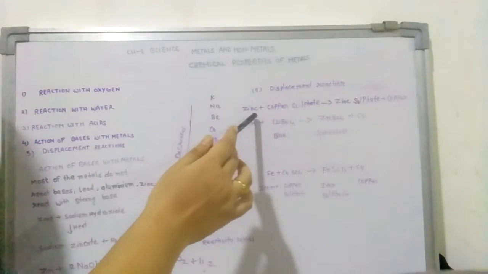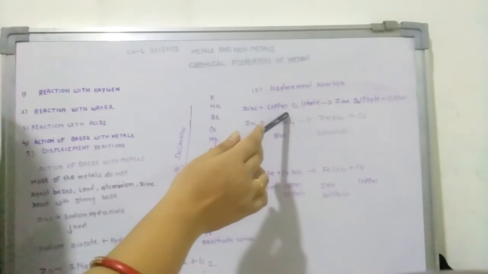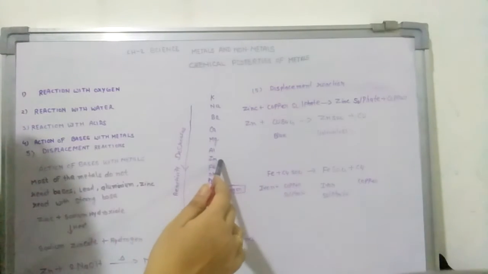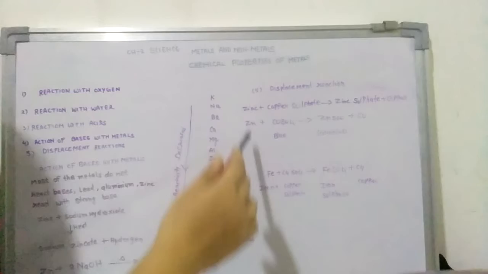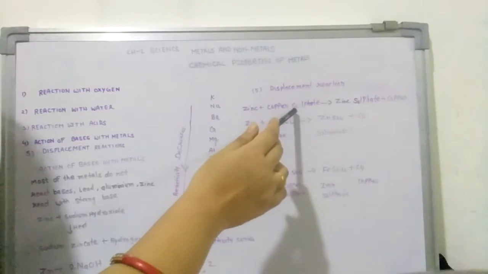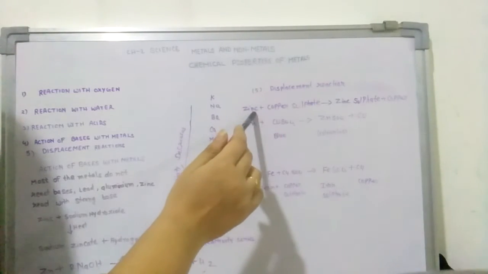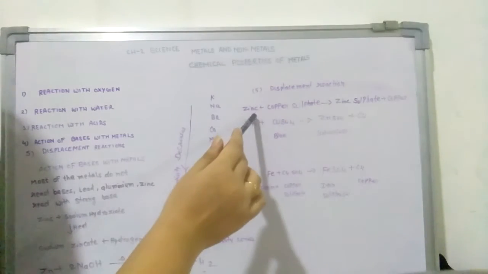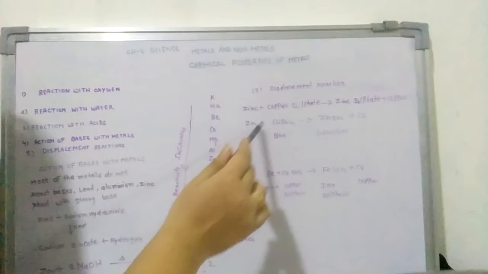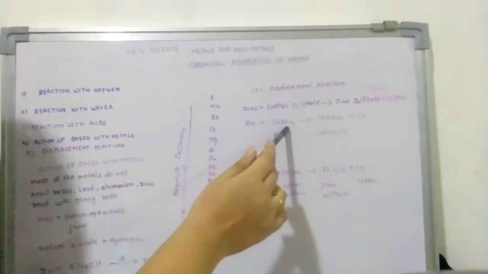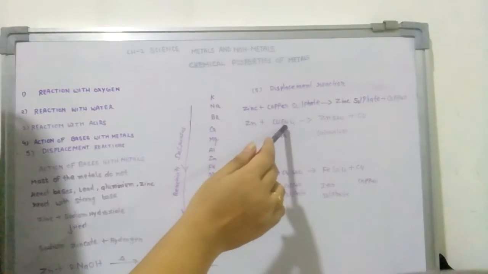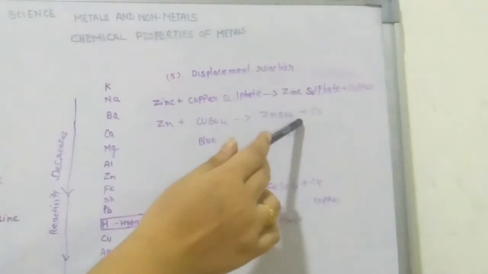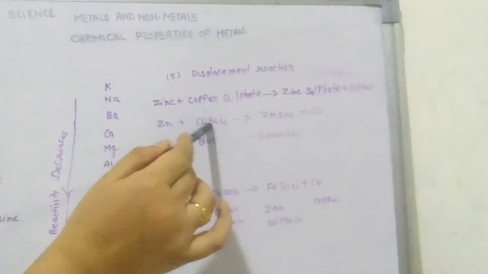For example, zinc reacts with copper sulfate. You can see in the reactivity series, zinc is more reactive than copper. So zinc displaces copper from its salt. The salt is copper sulfate. When the zinc reacts with the copper sulfate, it forms zinc sulfate and copper. So you have to know the symbol of zinc is Zn, copper is Cu, sulfate means SO4. So when the Zn reacts with the CuSO4, the copper sulfate, it gives ZnSO4 plus Cu. So it displaces copper from its salt solution.